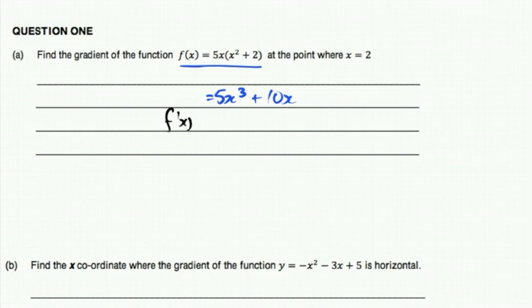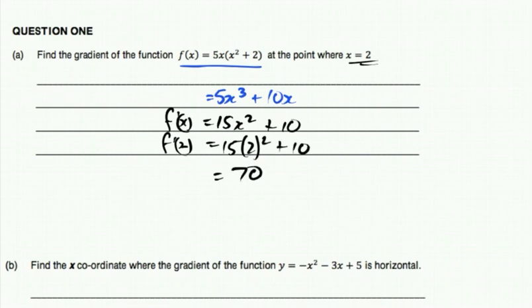So we want f dash x, multiply by the power, reduce the power by 1. At the point x equals 2, we're going to put 2 into the f dash x equation. So that's going to give us 15 times 2 squared plus 10, and that's 60, plus 10, which equals 70. Here's your first achieved question.